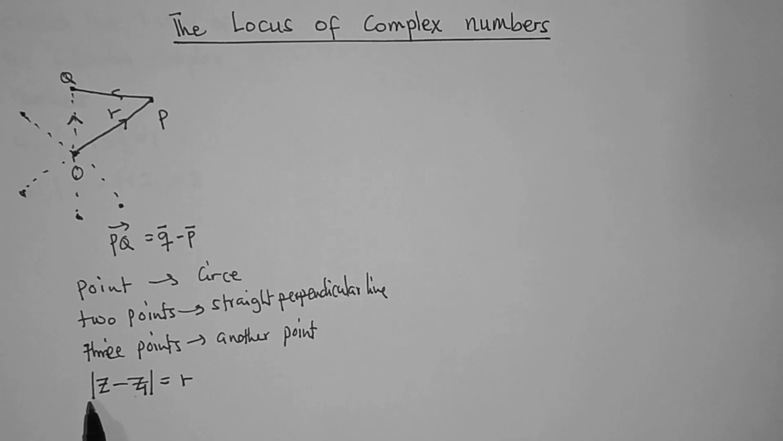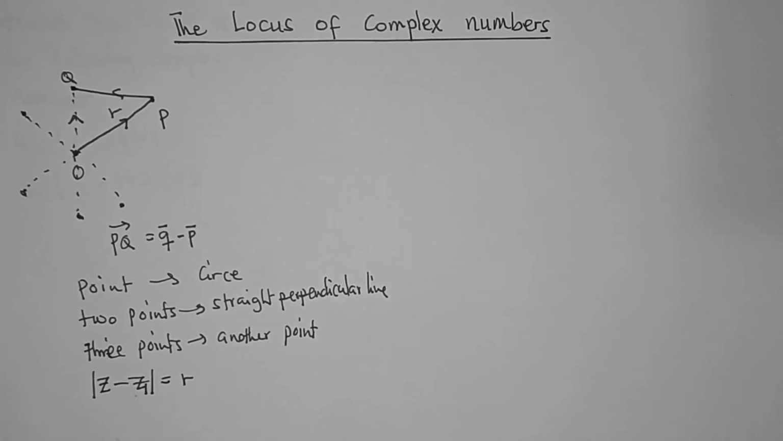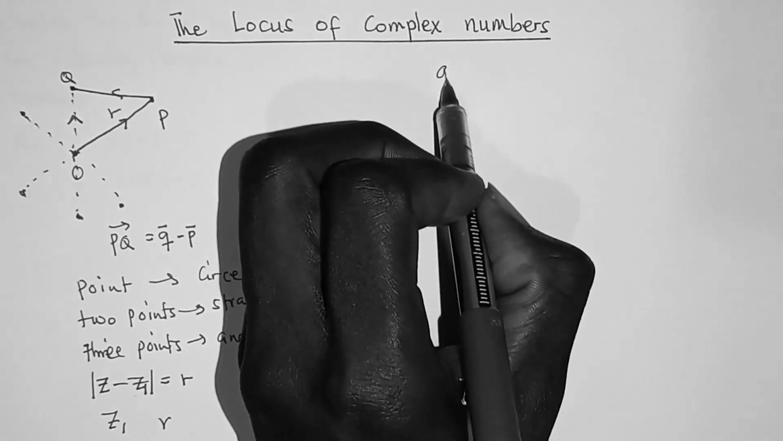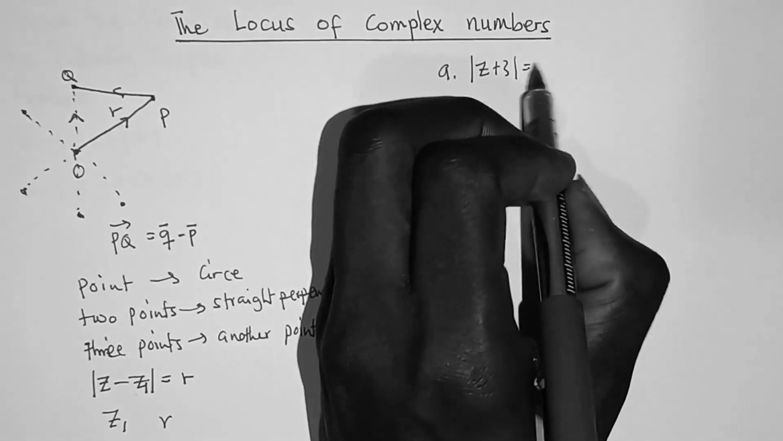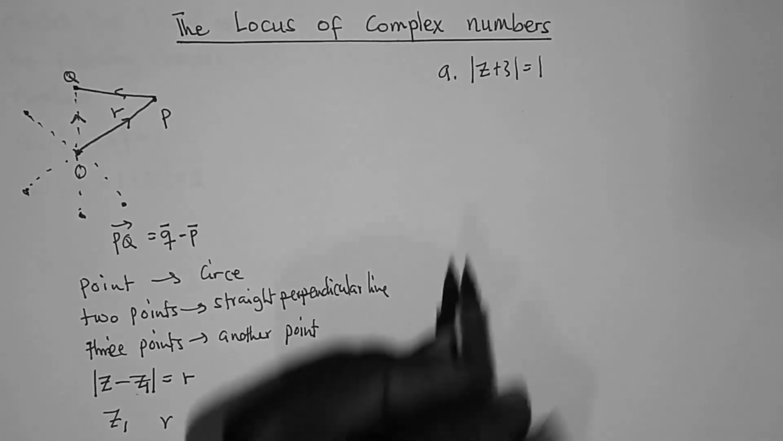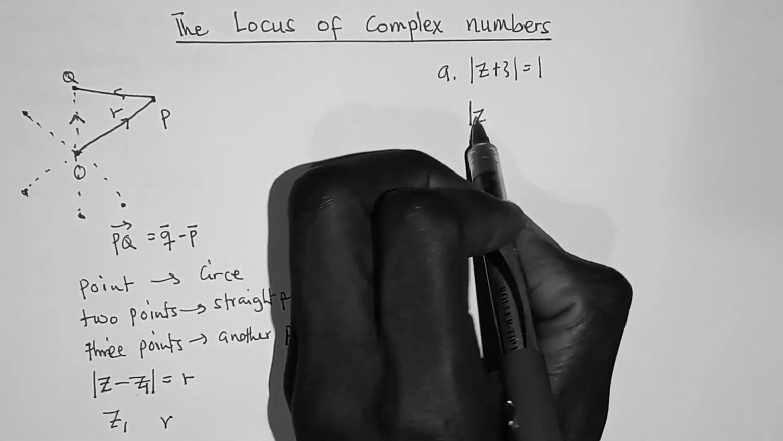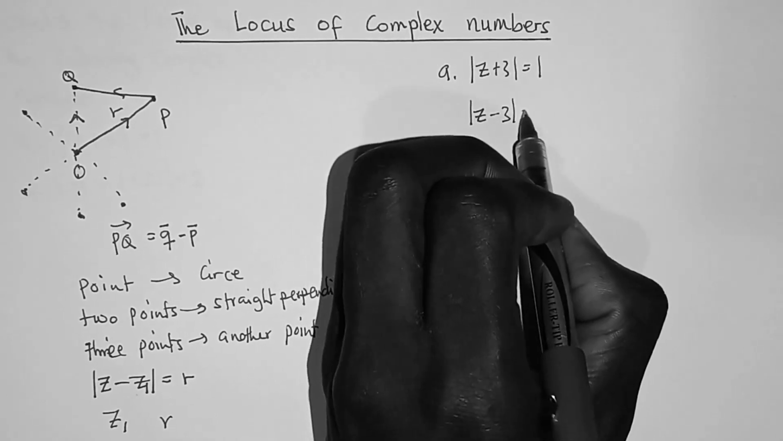If the locus of a complex number is represented as the modulus of z minus z1 equals r, then it means that the locus is a circle with center z1 and radius r. So using this understanding, let's sketch the locus of the following complex numbers. The first one is the modulus of z plus 3 equals 1. So what we will do is that we write modulus of z minus (minus 3) equals 1.